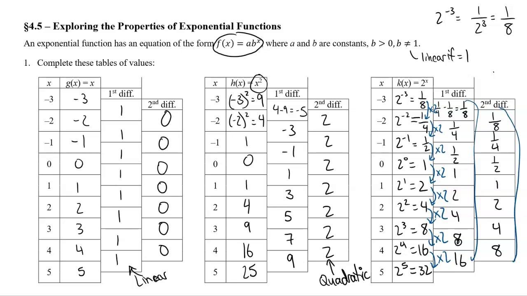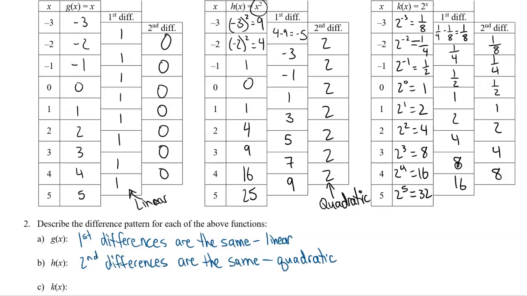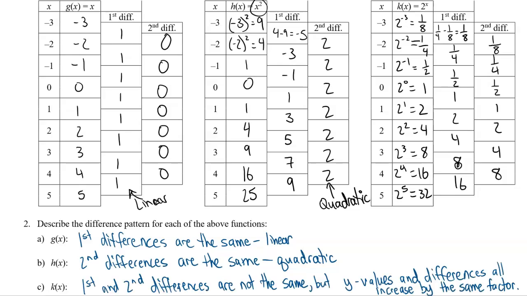We multiply all those by 2, and that gives us the next value along the way. So now it says describe the difference pattern for each of the above functions. G of x, the first difference is the same, it's linear. H of x, the second difference is the same, it's quadratic. And then in this third case, we find that the first and second differences are not the same, but the y values and differences all increase by the same factor. In this case, the factor is 2. It won't always be 2, but in this case, it is.